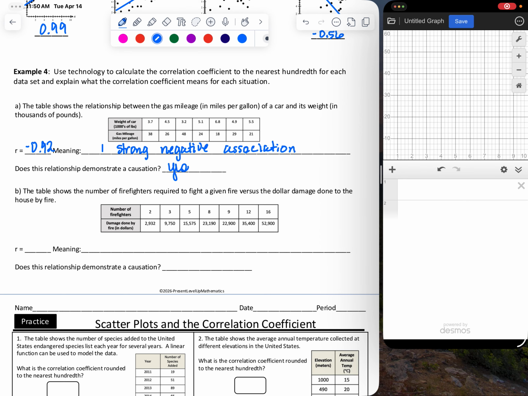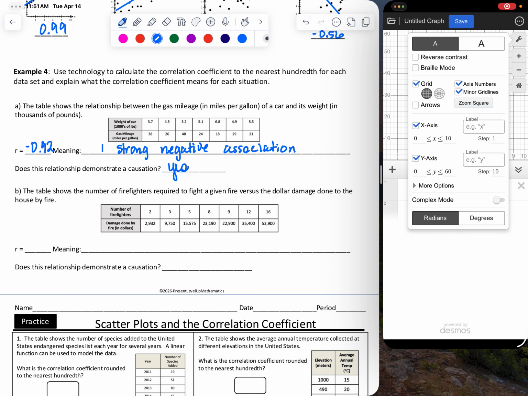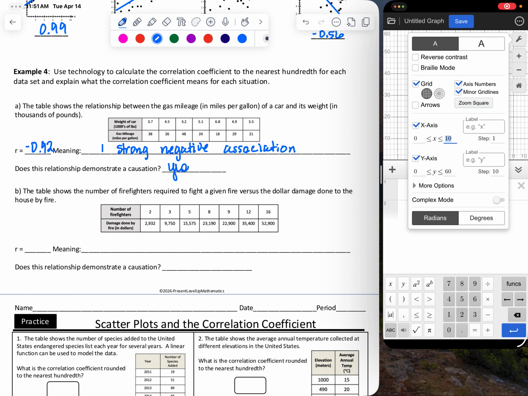In this next example, it says the table shows the number of firefighters required to fight a given fire versus the dollar damage done to the house by fire. So whenever I'm making a scatter plot, I want to first set up a correct viewing window. Here, my smallest x value is 2. My largest looks to be 16. So I'm going to just go from, say, 0 to 20 here. And honestly, all of you could put something a little bit different here. My only goal is to be able to see the data points in my graph, okay?